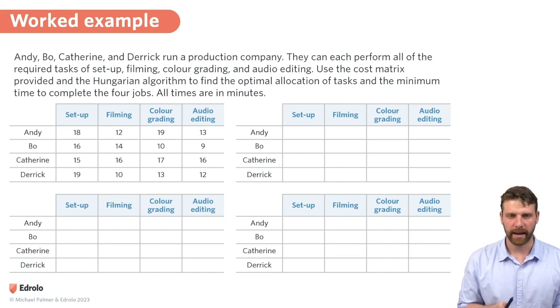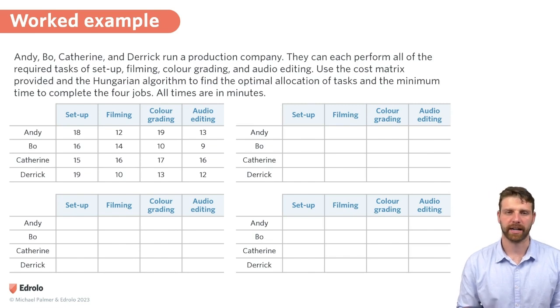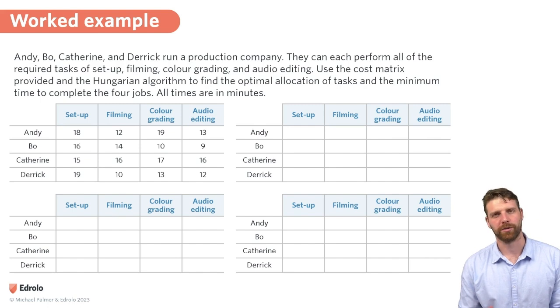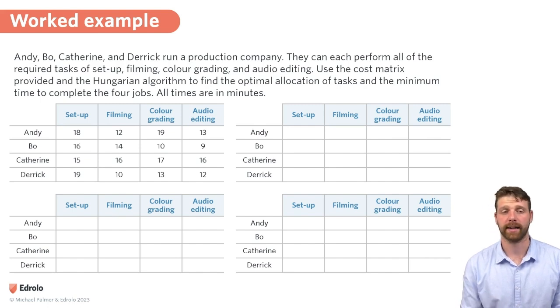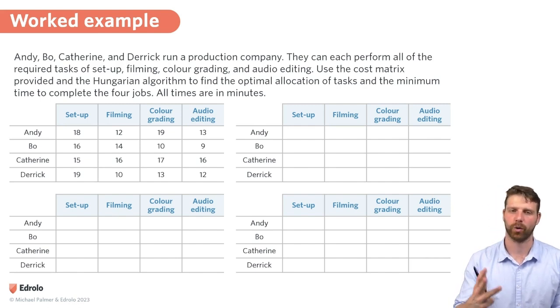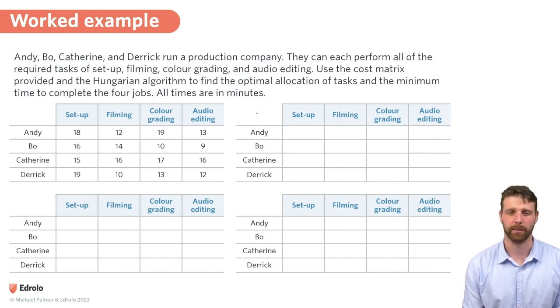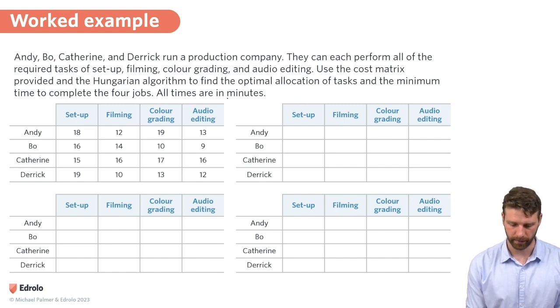We've got Andy, Bo, Catherine, and Derek. They run a production company, so same sort of tasks as before. They can each perform all of the required tasks: setup, filming, color grading, and audio editing. So they can all do those tasks. It's just who can do it the best. We're supposed to use the cost matrix provided and the Hungarian algorithm to find the optimal allocation of tasks and the minimum time to complete the 4 jobs. All times are in minutes.